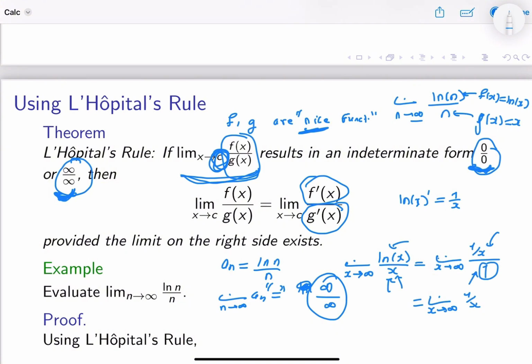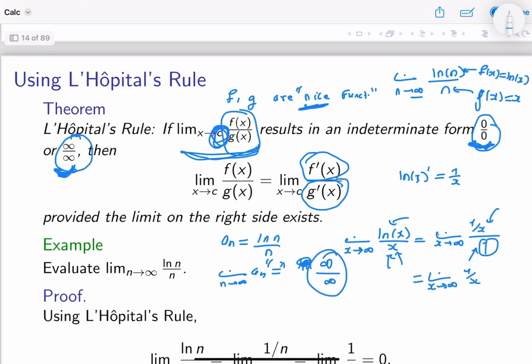So what is this limit? Well, we computed this limit before: the limit of 1 over n as n tends to infinity. And it's not so hard to see that this is 0.